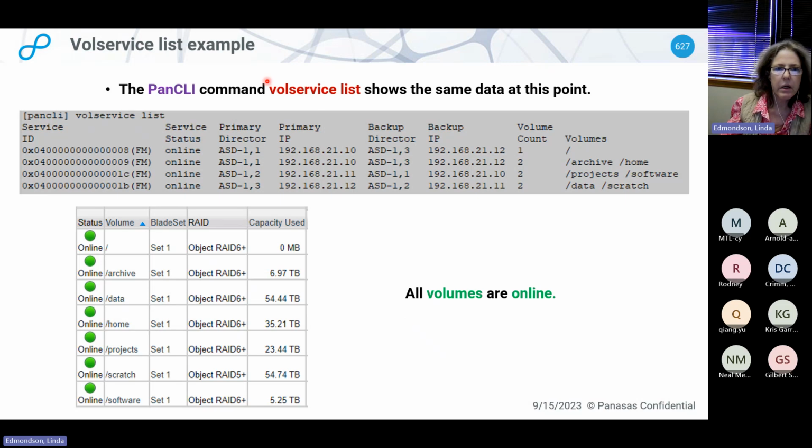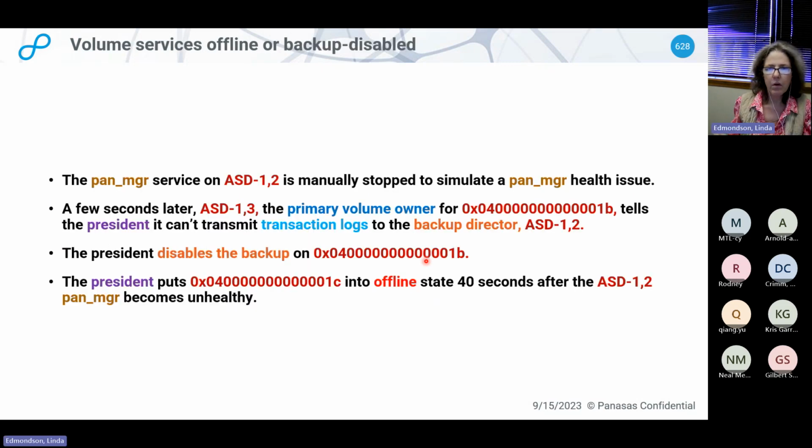Here is the vol service list showing the same data at this point. 1.2 is the primary on 1C. 1.2 is the backup on 1B. All volumes online. Now, I manually stop Pan Manager on ASD 1.2.